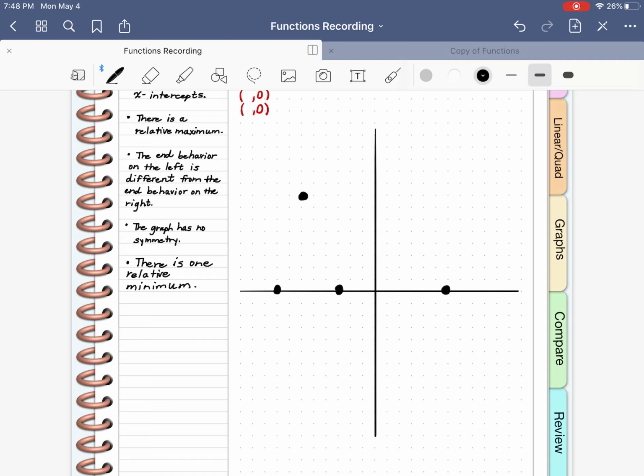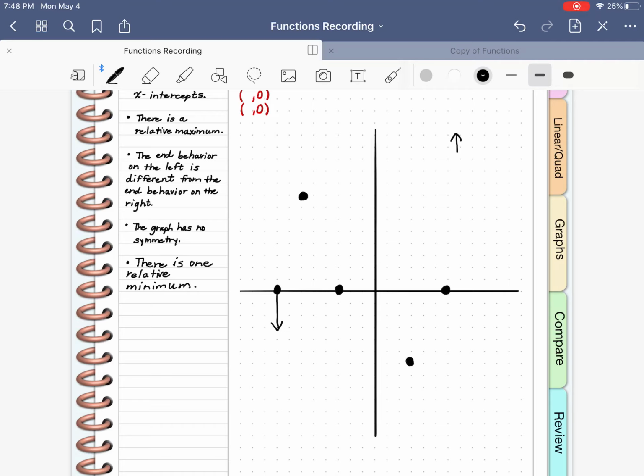The end behavior on the left, I'm going to let him fall, is different than the end behavior on the right. I'm going to let that rise. Different end behavior. The graph has no symmetry, and I can already tell you that by looking at this. I think that it's a pretty peculiar looking graph. And there is one relative minimum. Well, since I put the maximum on the left side, I'm going to put the minimum over here. Just anywhere I can think to put it is fine.